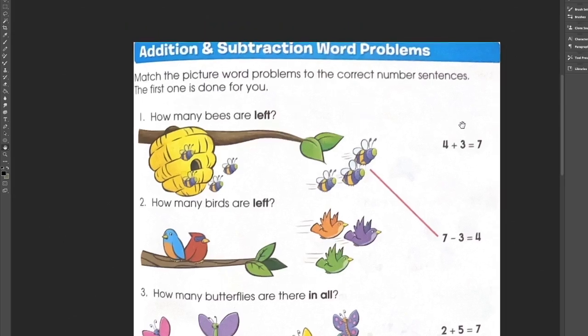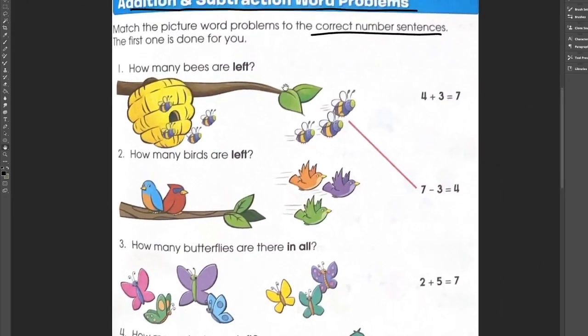Now here, for the first page, we have something pretty fun. Addition and subtraction word problems. It says match the picture word problems to the correct number sentences. First one is done for you, so let's just get that for an example. How many bees are left?